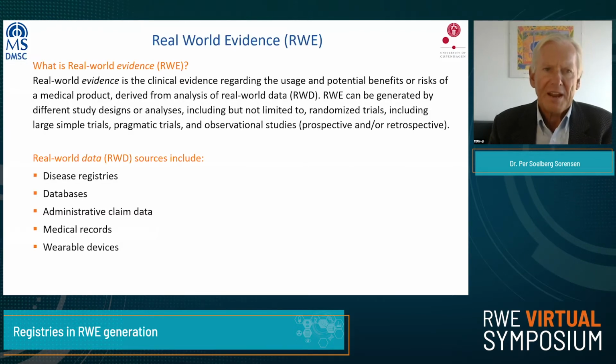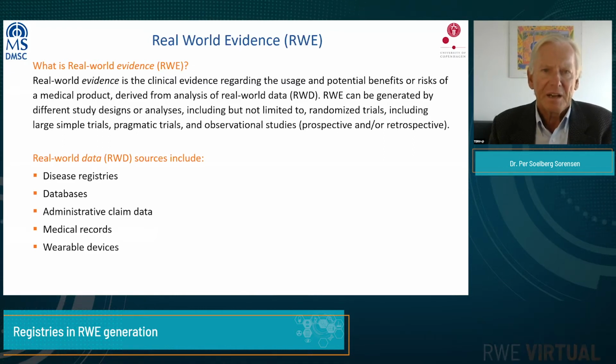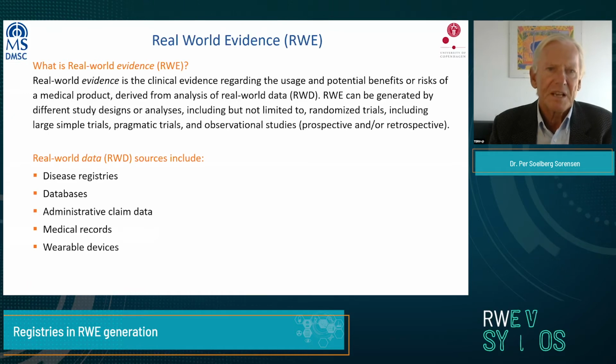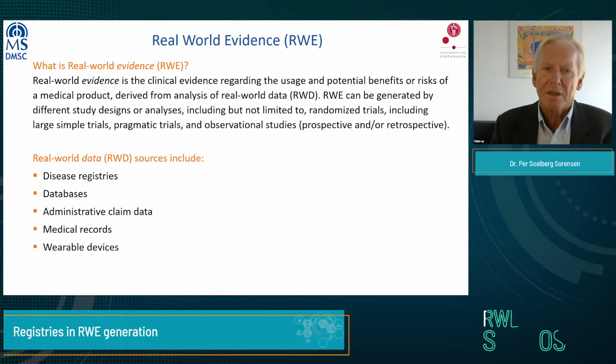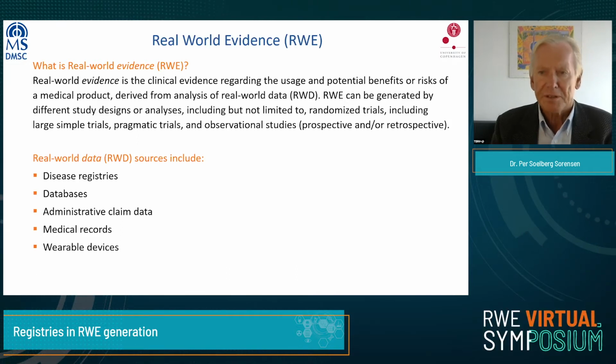So what is, in fact, real-world evidence? Well, the FDA defines real-world evidence as the clinical evidence regarding the usage and potential benefits and risk of a medical product derived from analysis of real-world data. And real-world evidence can be generated from different studies, including but not limited to randomized clinical trials, but also including large simple trials, pragmatic trials, and observational studies, both prospective and retrospective.